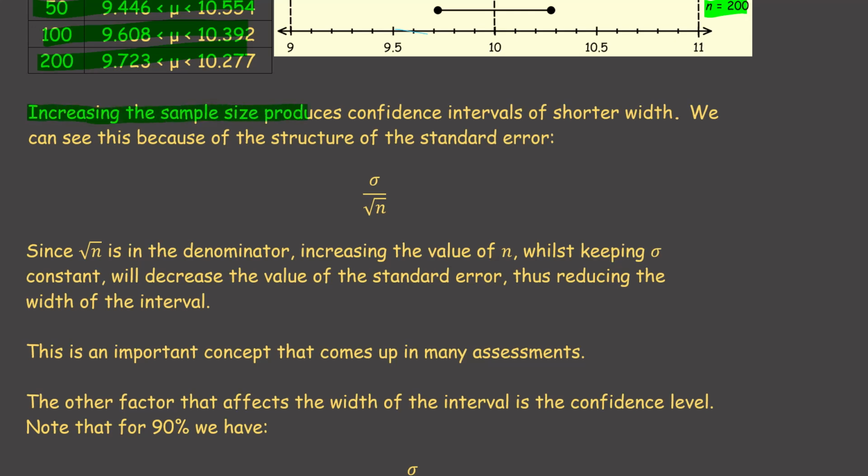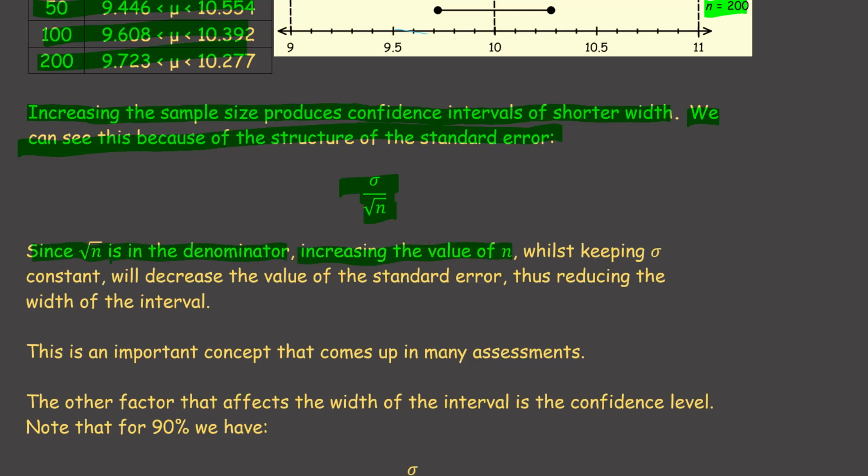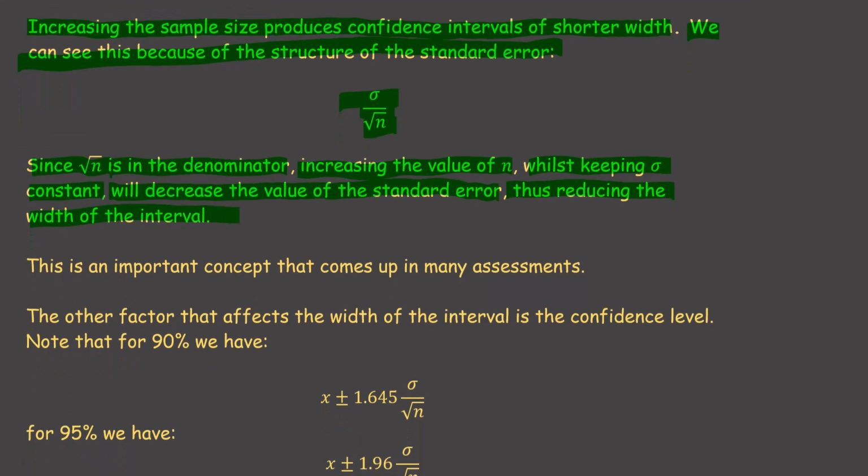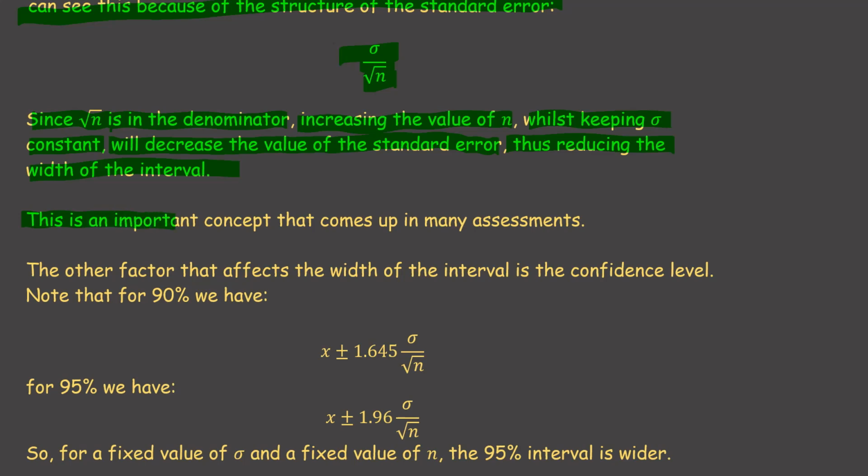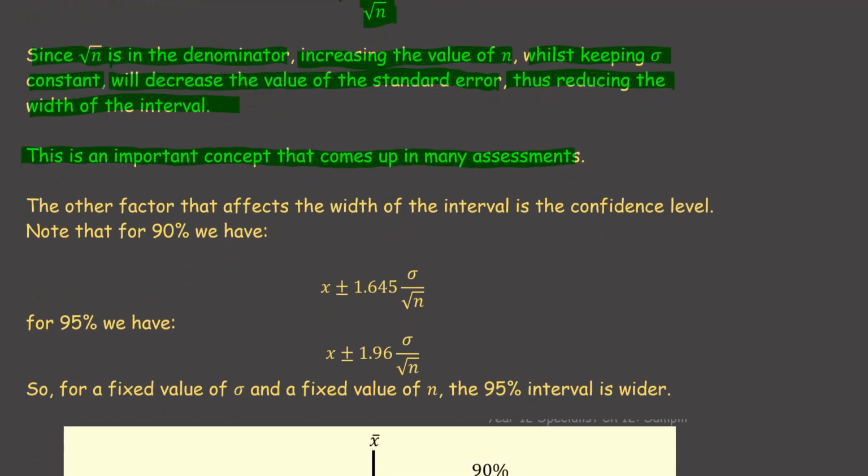Increasing the sample size produces confidence intervals of shorter width. We can see this because of the structure of the standard error, sigma over root n. Since root n is in the denominator, increasing the value of n whilst keeping sigma constant will decrease the value of the standard error, thus reducing the width of the interval. As I mentioned, this is an important concept that comes up in many assessments.